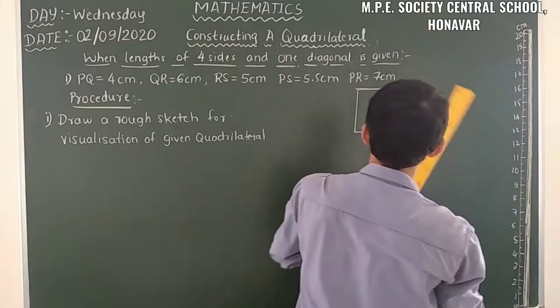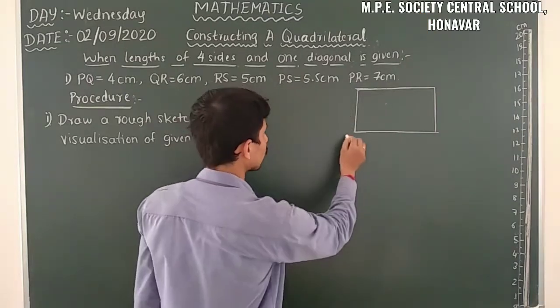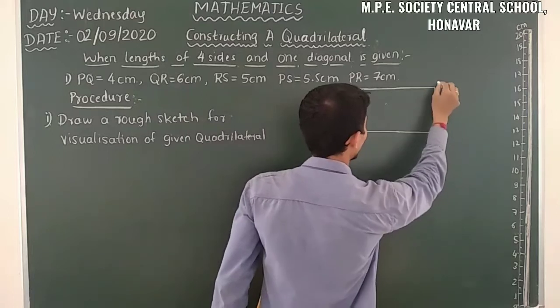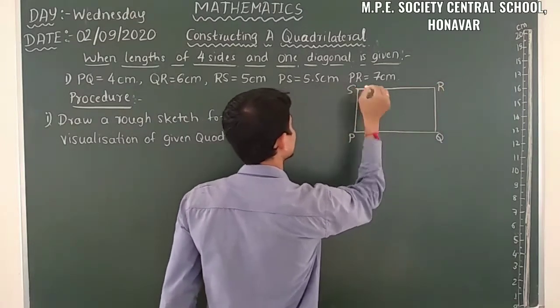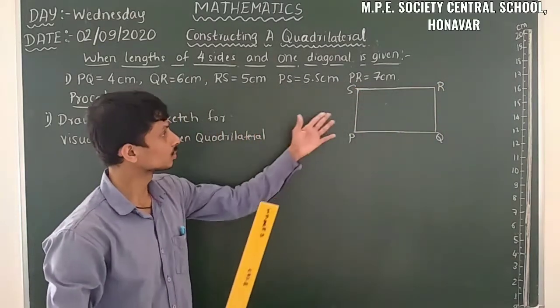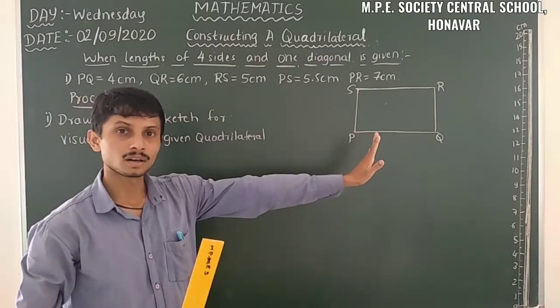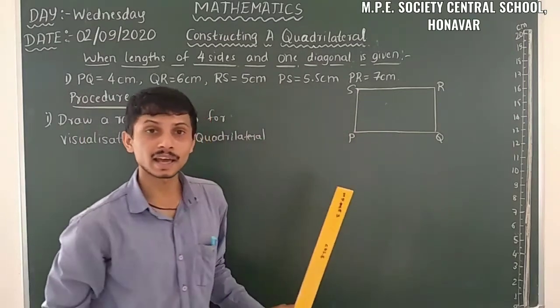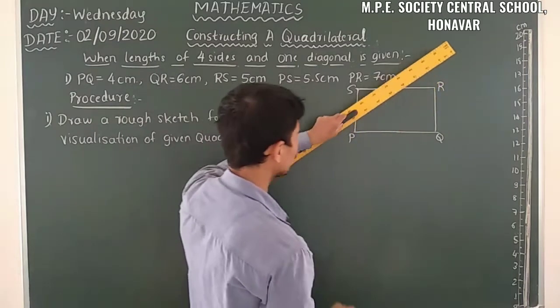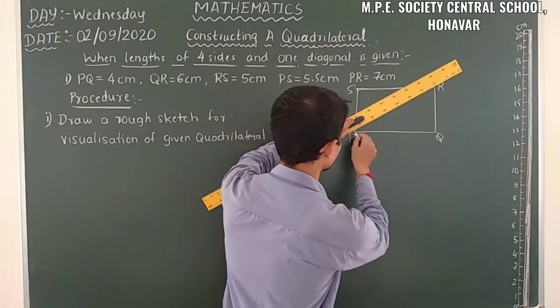Any quadrilateral you can draw. So it's a PQRS quadrilateral. Here 4 sides are given. So PQRS. And another one is there. It is a diagonal, the PR diagonal. We have to join PR here.